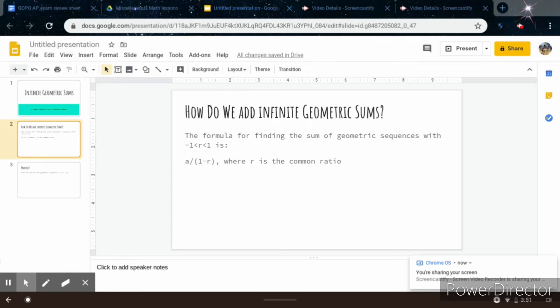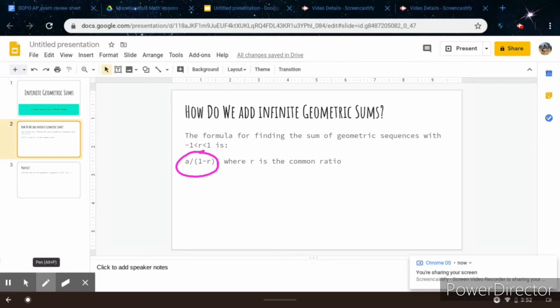But now I want to show you the formula. The formula for finding the sum of an infinite geometric series is a divided by 1 minus r, where r is the common ratio. And it says that r is greater than -1 and smaller than 1. This is because in order to derive this formula, r has to be a fraction or a decimal, and also r is non-zero.